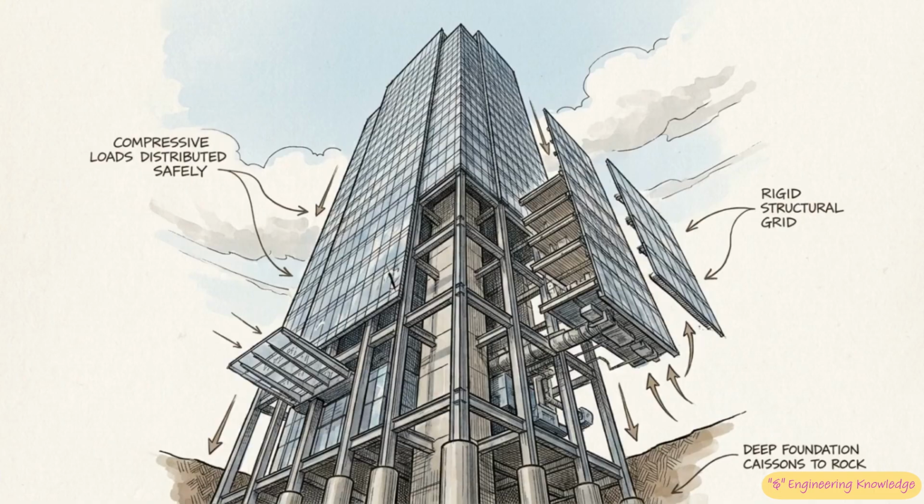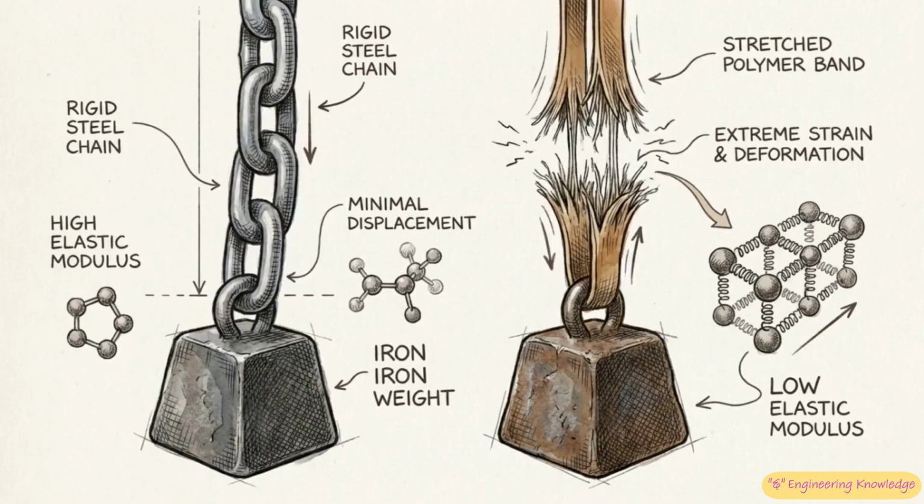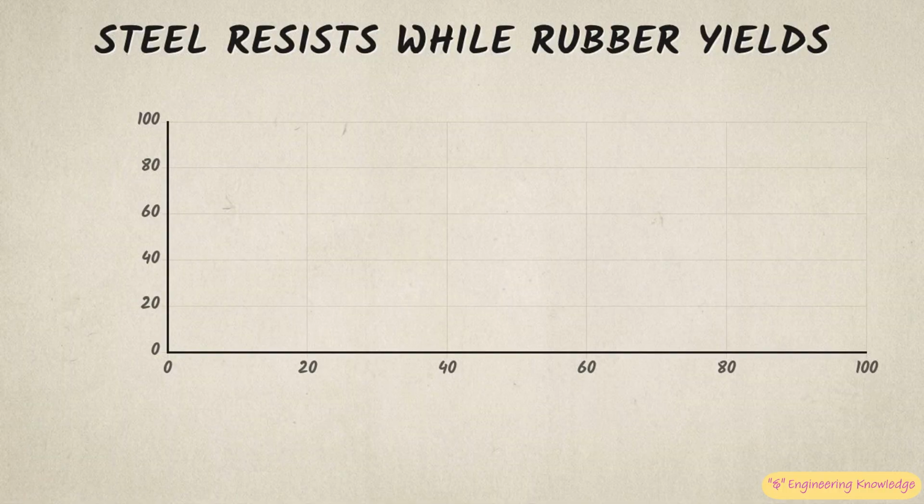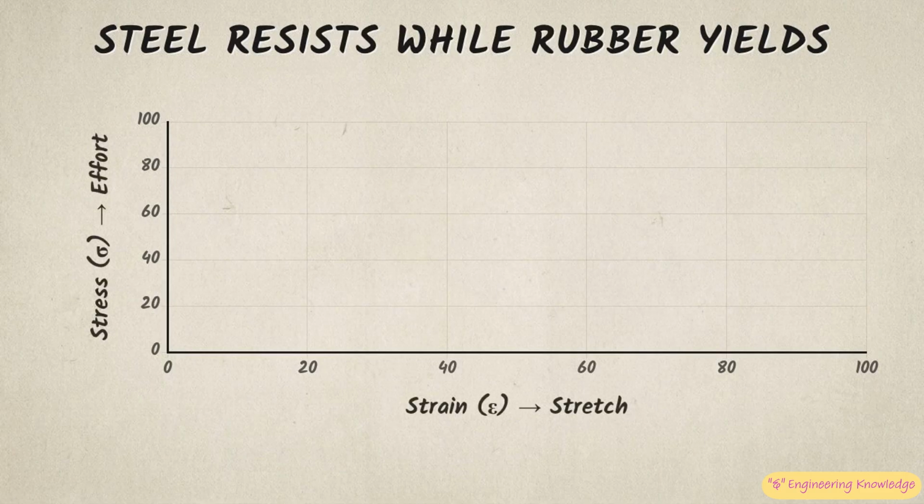Why do different materials react so differently to the same amount of force? Every substance on Earth has its own unique way of reacting to force, dictating exactly how much stress is required to produce a specific amount of strain. This chart shows how different materials behave when we apply force. The bottom measures the stretch, or strain, and the side measures the effort, or stress.